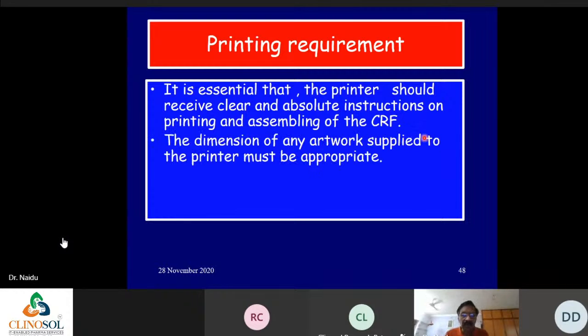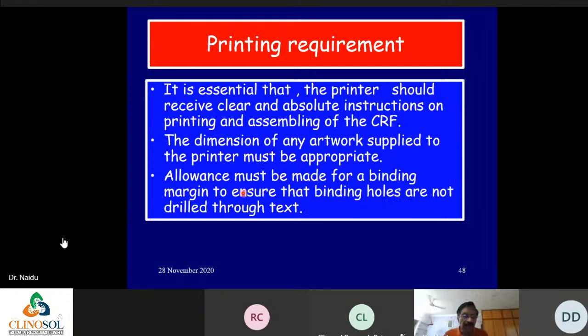Dimension of any artwork supplied to printer must be appropriate. You should not give a very small thing. Give a proper size which is optimum to be used, which is very clear. It should not be so big to carry and it should not be so small that it is very difficult to use. It should be an optimum size. Allowance must be made for binding margin, which I told. Binding margin should be given very clearly, so I should be able to properly enter data even at the point of margin very clearly.